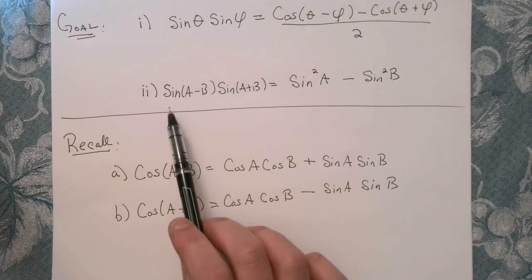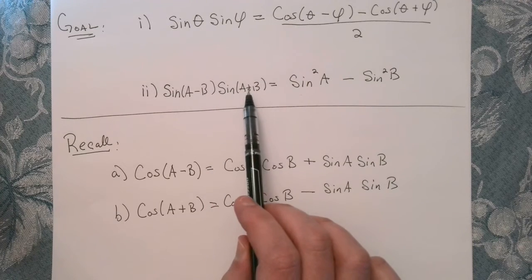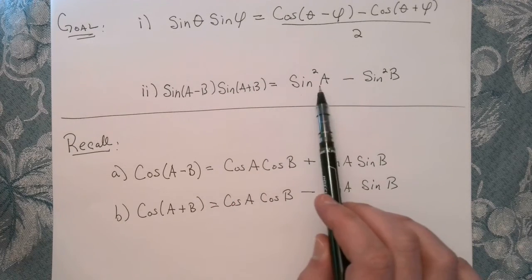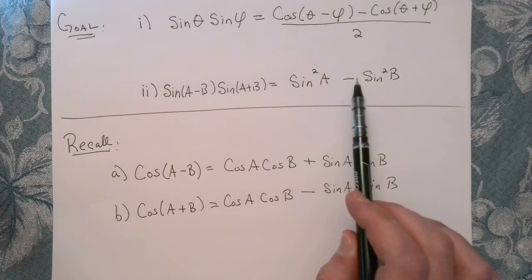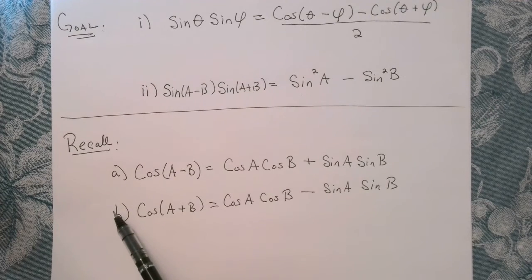And then second, we've got this product. We've got the sine of a minus b times the sine of a plus b is equal to sine squared of a minus sine squared of b. And we want to recall the following. We proved these two results in a previous video. So look out for these.